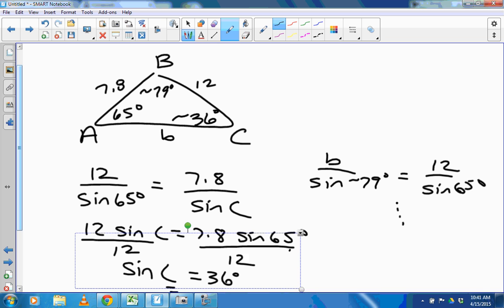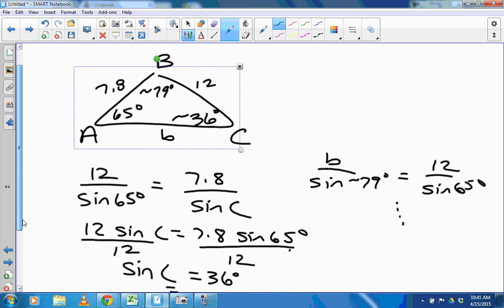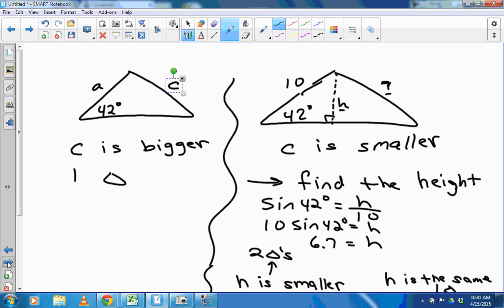Now, what would be the problem here with like using 7.8 and 36? Yeah, I guess you could. All right, but 7.8 or 36, I guess you could do that too. All right, let's look at this one.